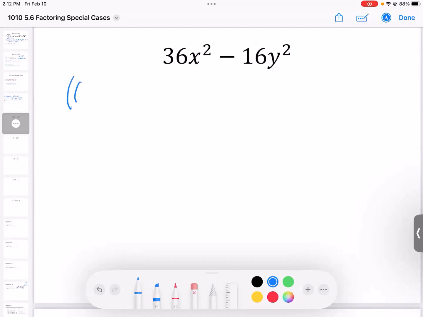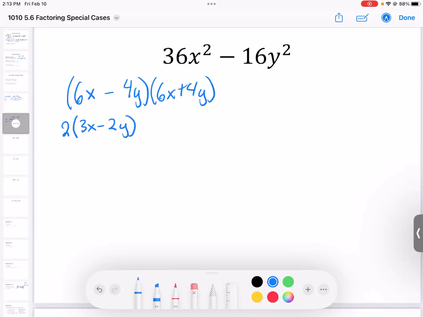Okay, I heard someone say 6x. So we'd have 6x, then what? Yep, 4y. And when I factor this, I'm going to have one that's subtracted and one that is 6x plus 4y. Now, this is not fully factored because these factors can be factored even further. What does this factor have in common? A 2. So I could write this as 2 times 3x minus 2y. What does the second one have in common? Yep, also a 2. So I could write that as 2 times 3x plus 2y.